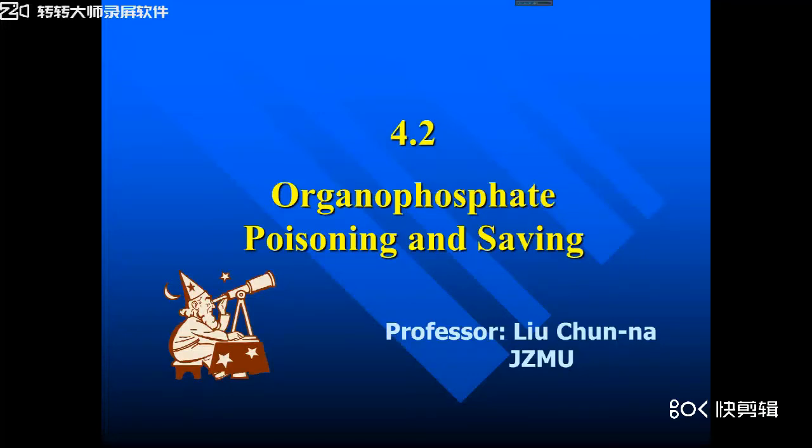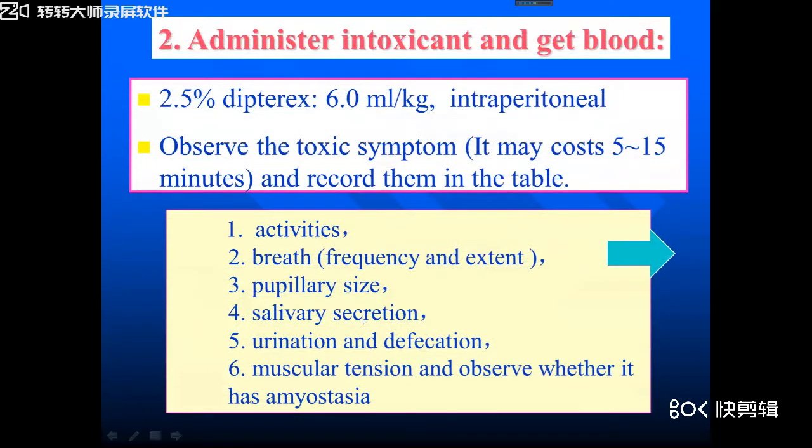Hello, Aaron. Let's continue our experiment to save the life, to observe organophosphate poisoning and its treatment. Just now we observed the normal M and N signs, and we also took the blood. Later we want to observe the level of normal acetylcholinesterase. Okay, let's continue our lab.